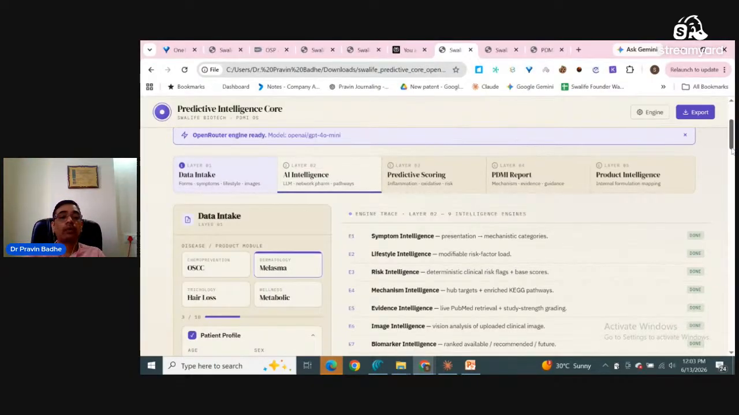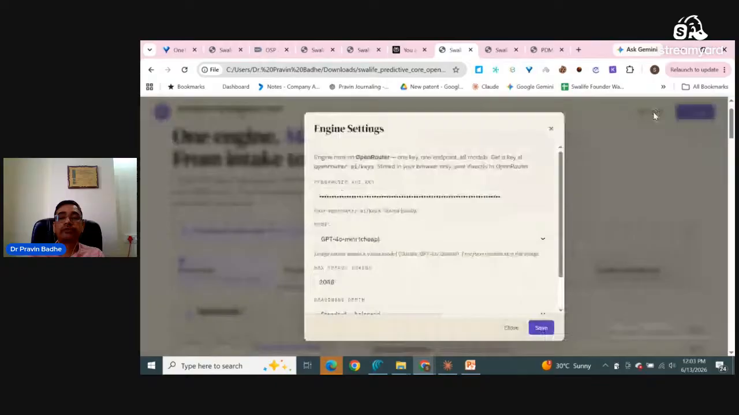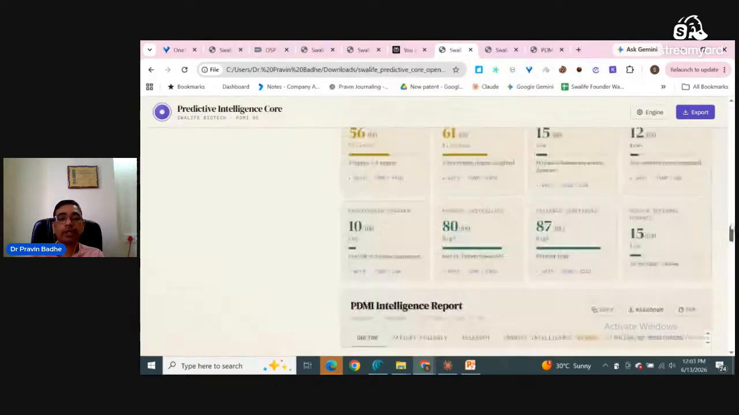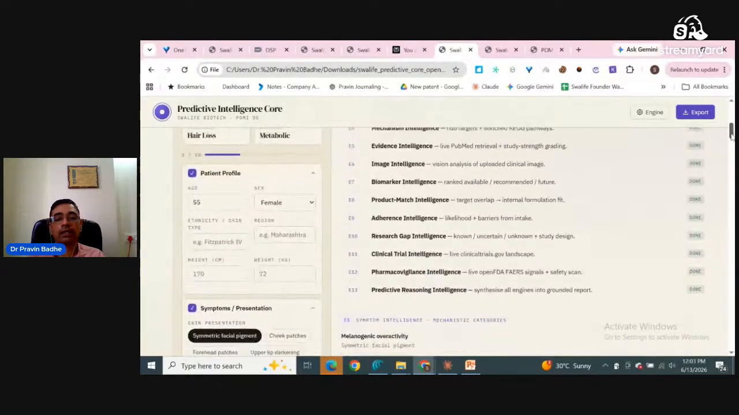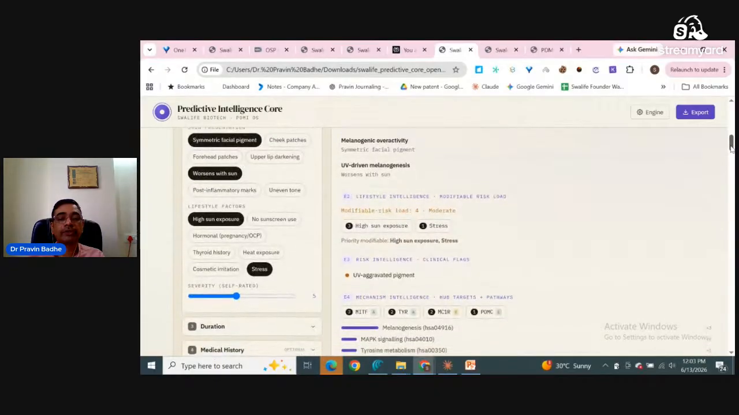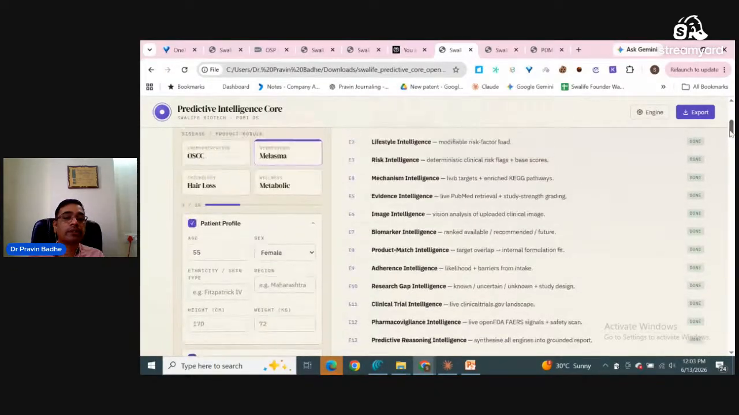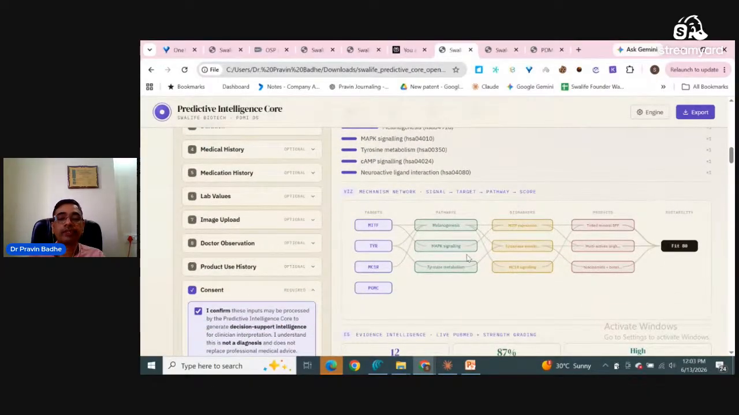While doing that, I am using the GPT model here. I have got engines here where I'm using the ChatGPT model, and you can see it has run all these agents and is giving me the information based on the clinical content which I have got, and then it is giving me the network of targets.